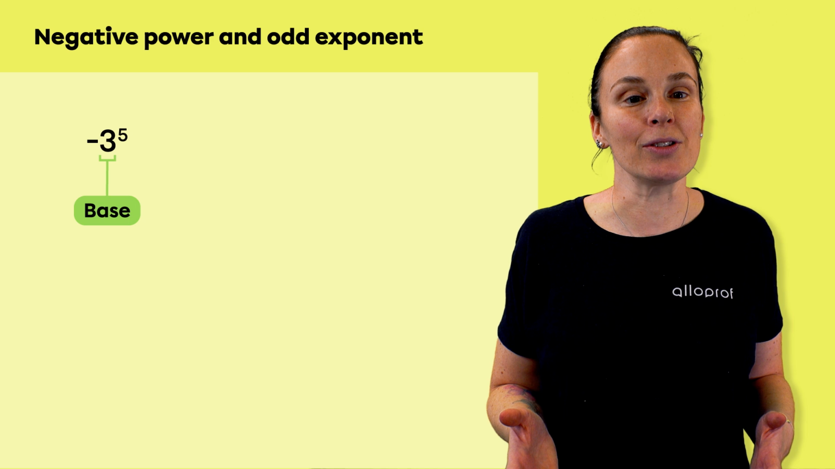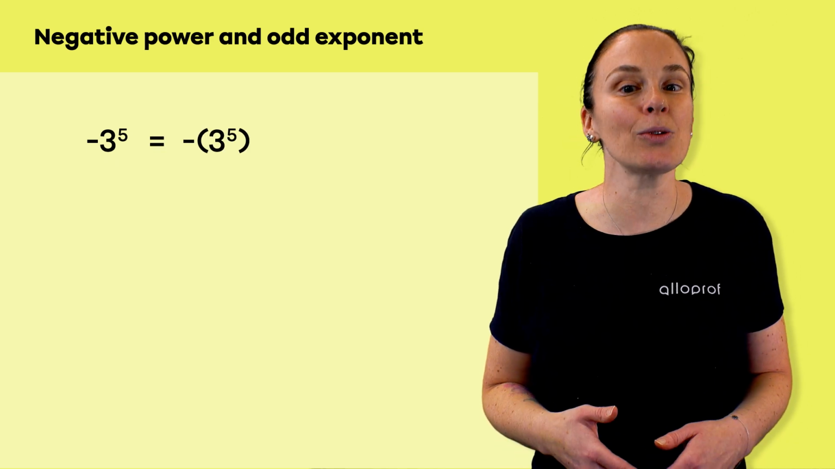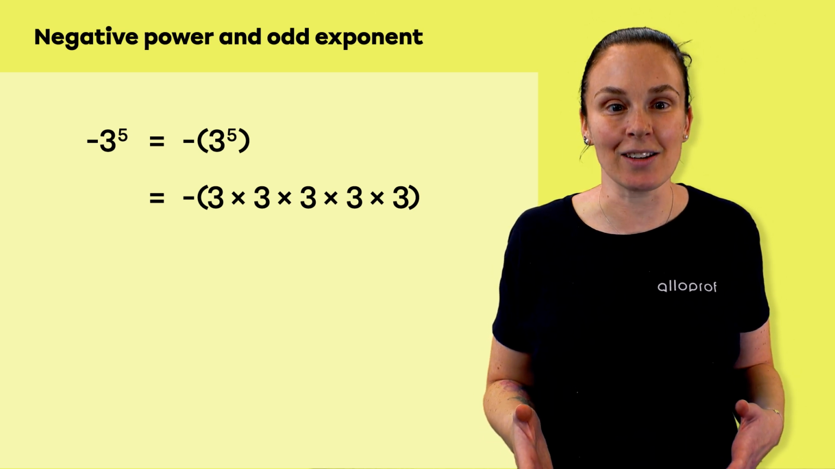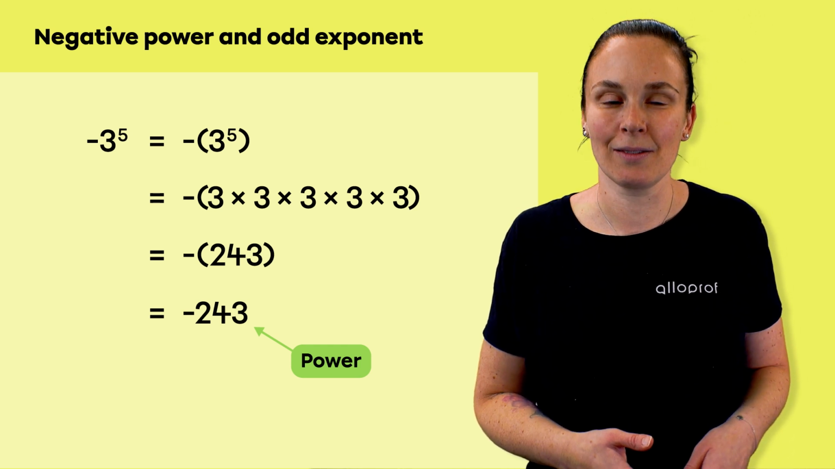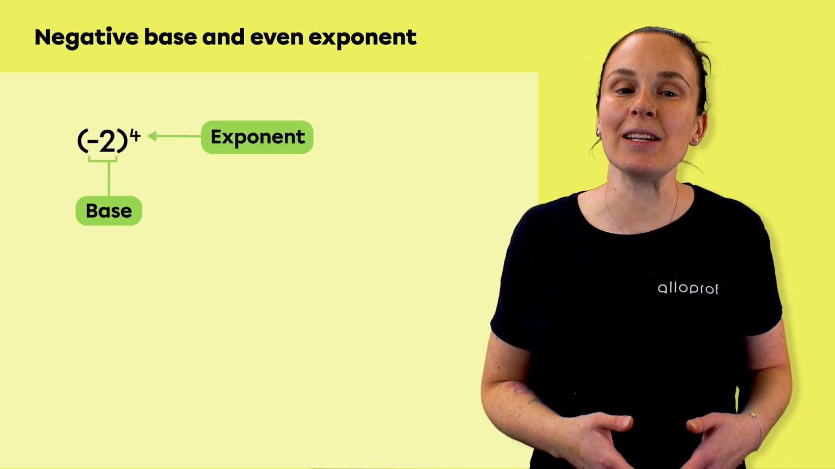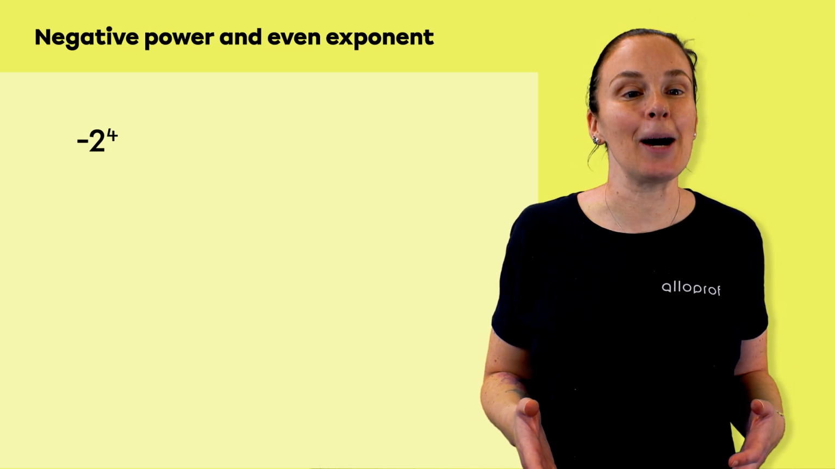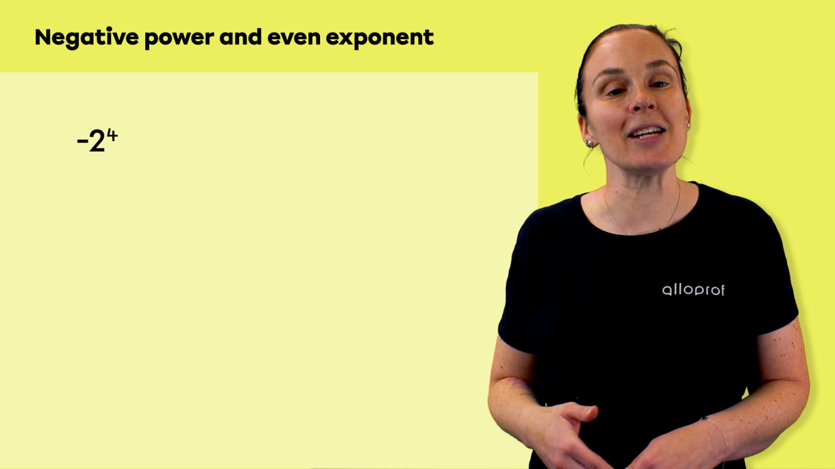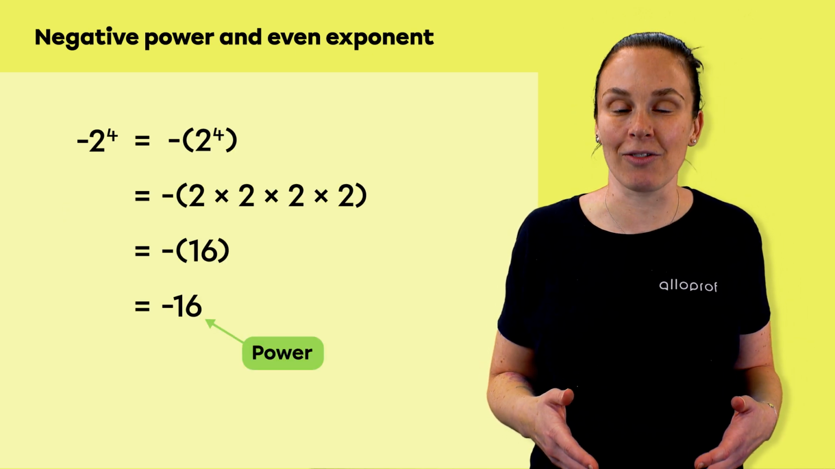According to the order of operations, 3 to the power of 5 must be calculated before dealing with the negative sign. Here, it is only 3 that is multiplied by itself 5 times, not negative 3. In this case, the final answer gives the same power as if there were still brackets, but that's not always the case. Let's try negative 2 to the power of 4. The base is negative and the exponent is even. Multiply negative 2 by itself 4 times. This gives 16. Now let's see what happens if the brackets are not put around the negative 2. If the brackets are removed, the base is 2, not negative 2. This time, when completing the calculation, the power is different.